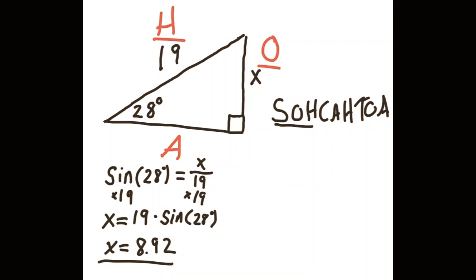Now, on a test or something, I would actually accept either of these bottom two lines as your answer. X does equal 8.92, but it does also equal 19 times the sine of 28. In this way, if you don't have a scientific calculator, you can go ahead and just leave this as your final answer. This is known as an exact answer. Perfectly acceptable. So either of these answers is acceptable for A, 19 times the sine of 28, or 8.92.